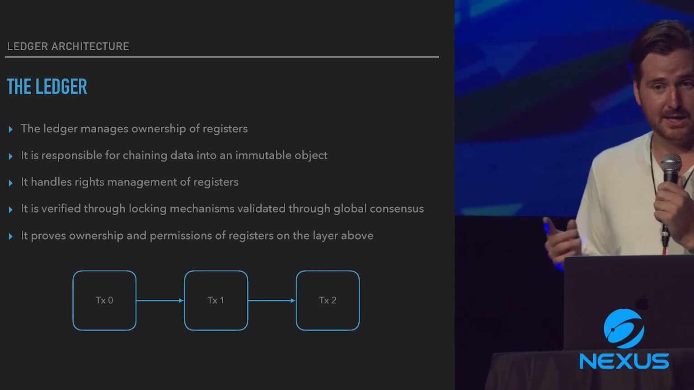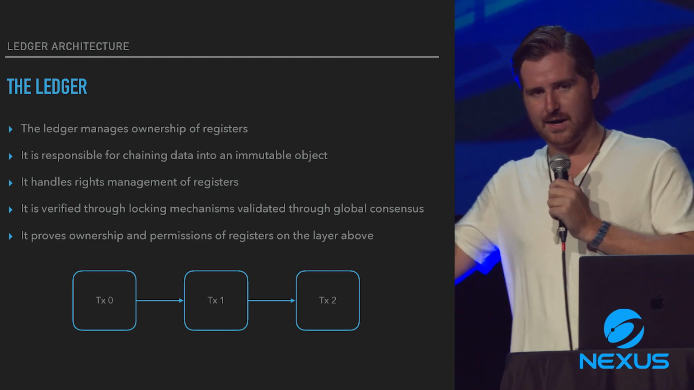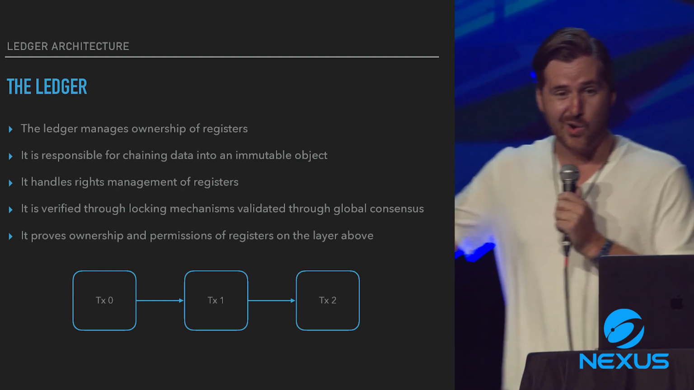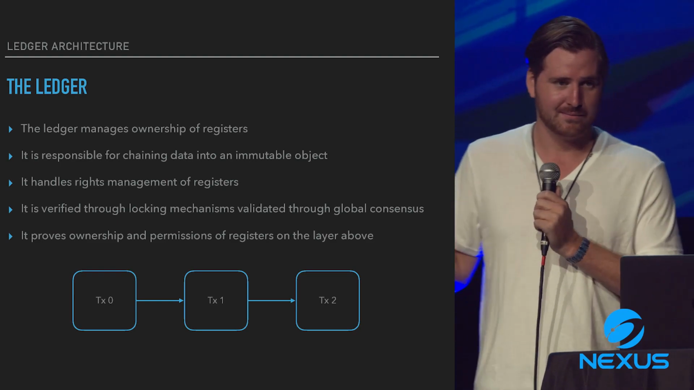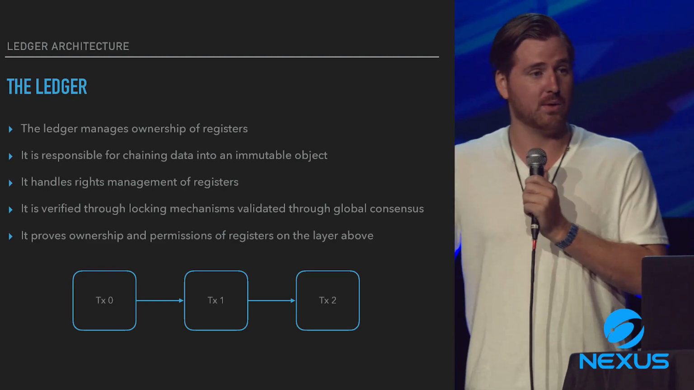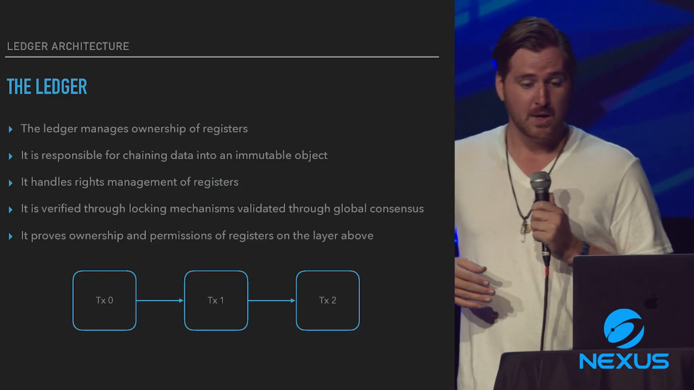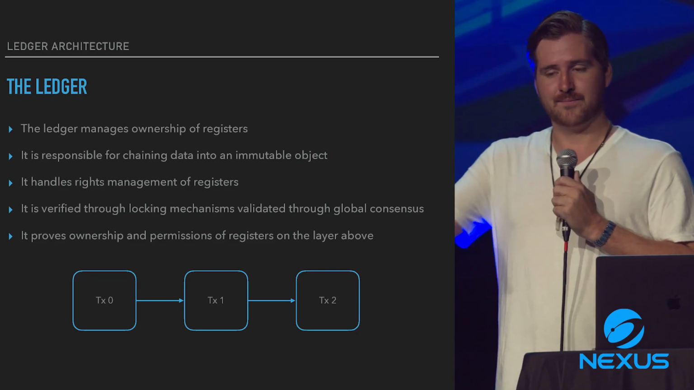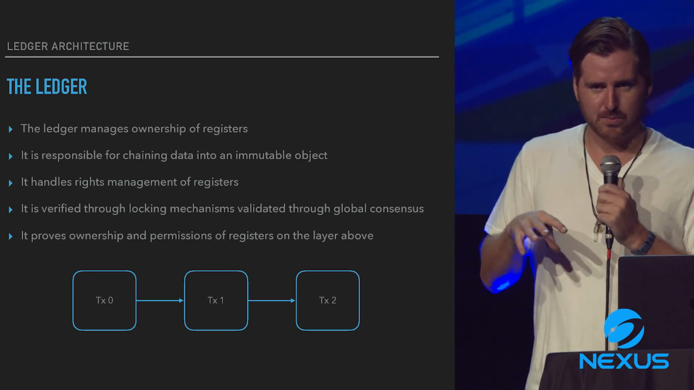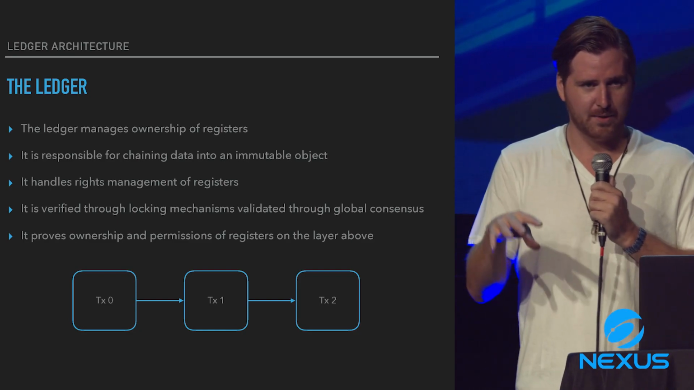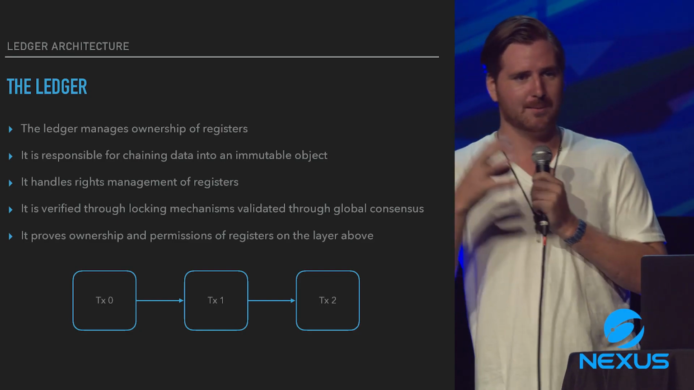It handles rights management of registers, which means if I write this data, I own this data. This is me. I can record whatever I want. I can record my title. I can record my deed. If you don't have some way to prove that ownership or transfer that ownership, the ledger's not really doing its job. So it's verified through the locking mechanism through global consensus. Think of it as mathematical proofs that more people validate upon. This is why we want a public ledger, not a private one.